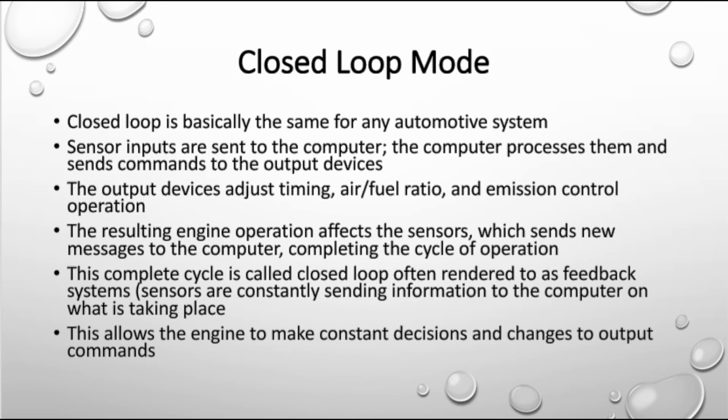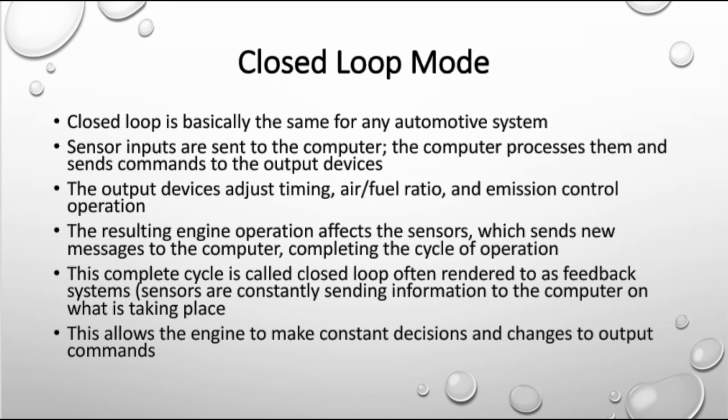Closed loop mode. Closed loop is basically the same for any automotive system. Sensor inputs are sent to the computer. The computer processes them, and sends out commands to the output devices. The output devices adjust timing, air-fuel ratio, and emission control operation. The resulting engine operation affects the sensors, which send new messages to the computer, completing the cycle of operation. This complete cycle is called closed loop, often referred to as feedback systems.